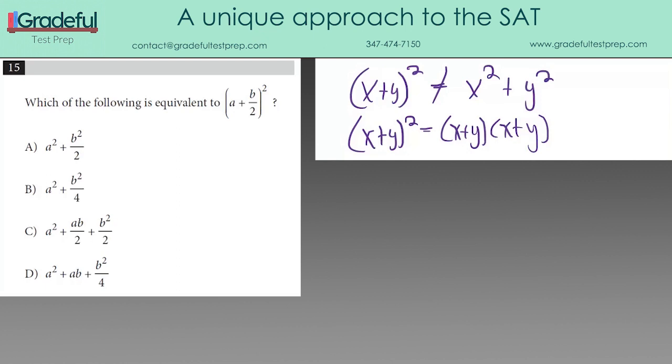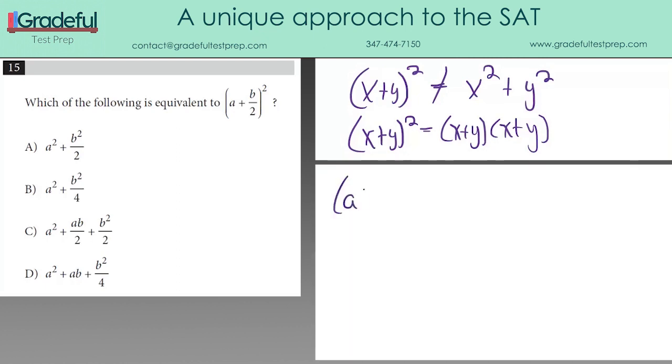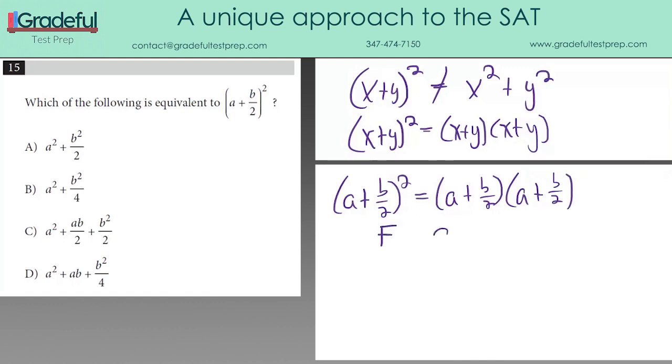And then from there, we would FOIL it. So I think that's what question 15 is kind of daring us to do. So here, we're just going to go ahead and take the a plus b over 2 squared, and we'll repeat it like we just said a second ago. A plus b over 2 times a plus b over 2. And then we're just going to FOIL it. So let's put out the FOIL.